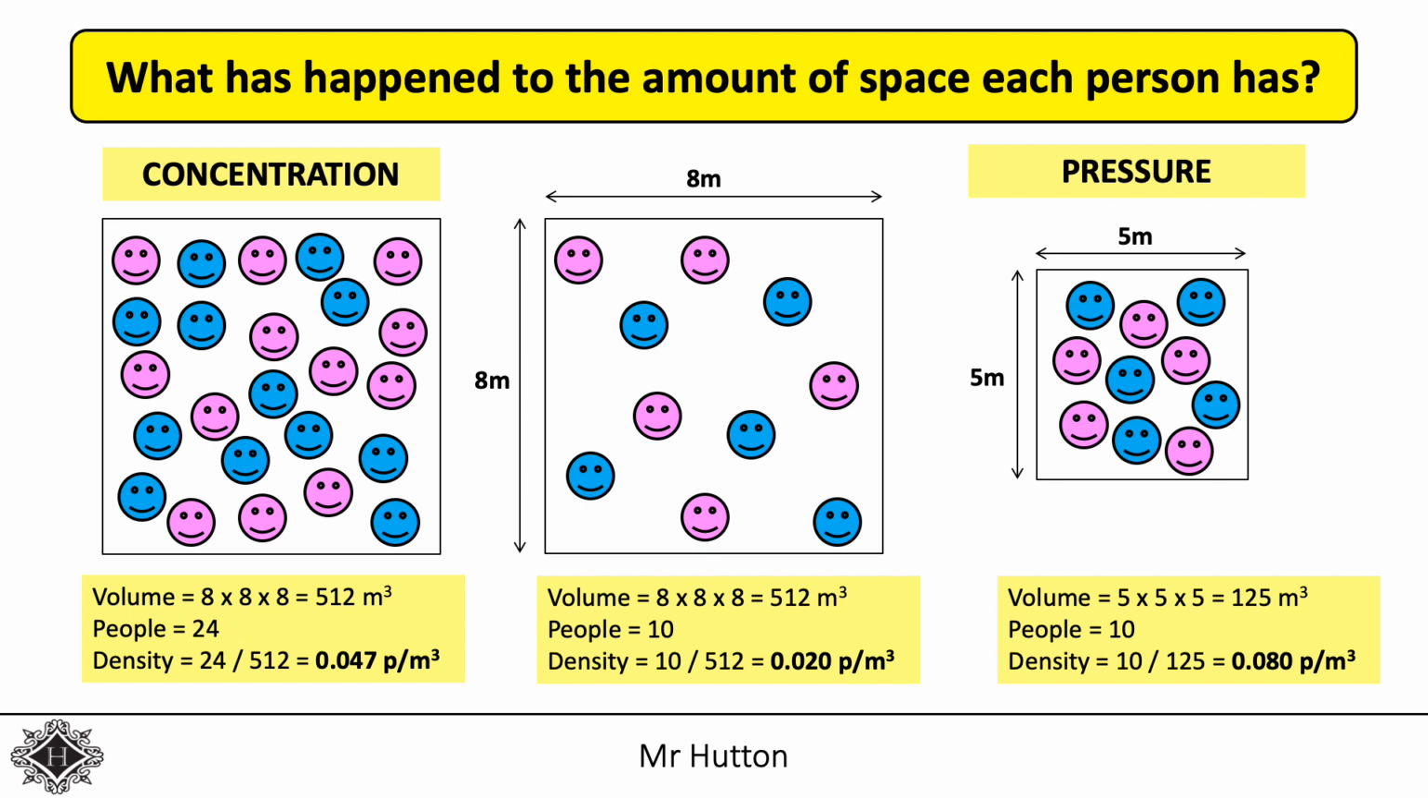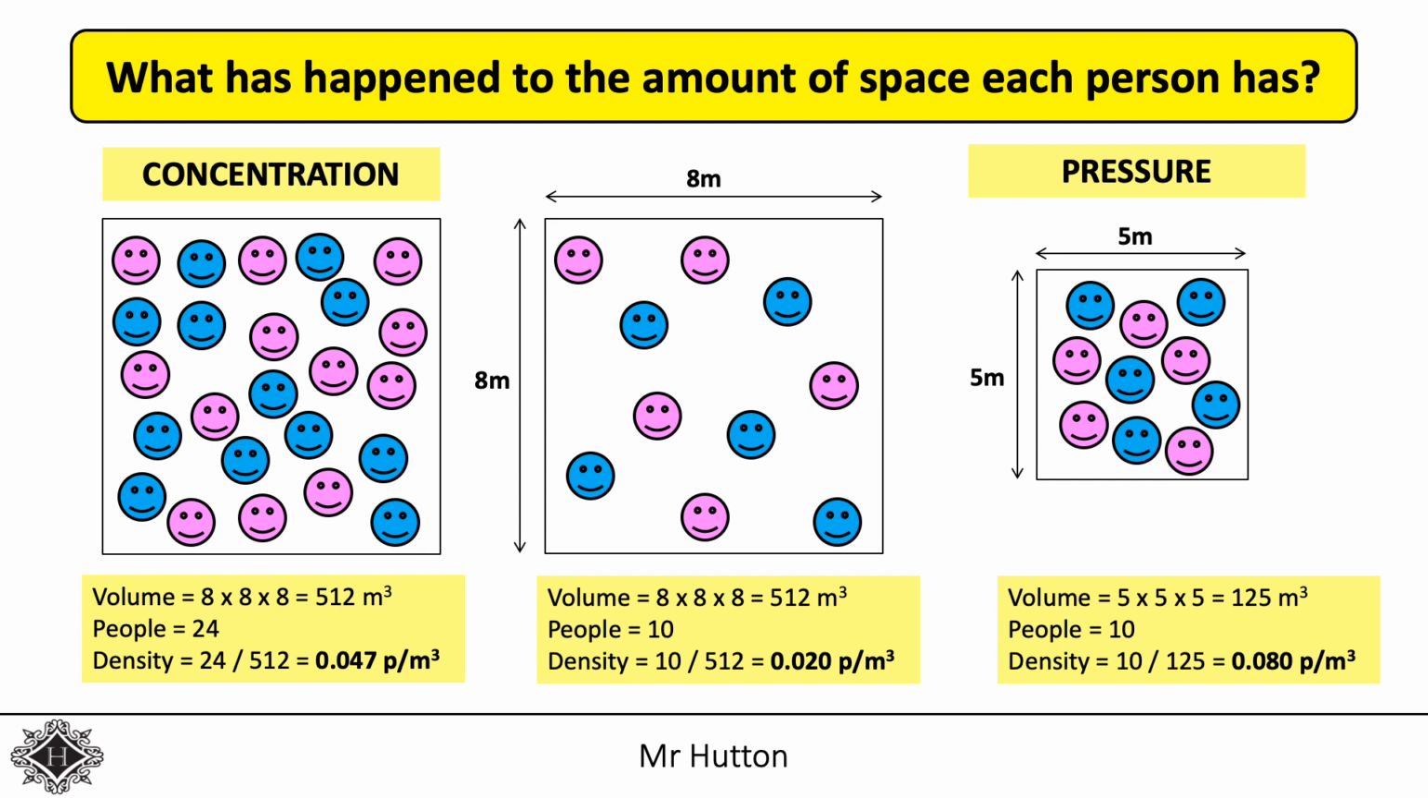Now then, if we go to the left where we've increased the concentration, we've put more particles or more people in there. So this time our density is 24 divided by 512. There's 0.04 particles per meter cubed. So the number of particles per meter cubed has doubled. We've doubled the number of particles per meter cubed. So there's many more particles in there. They haven't got as much room, and so they're going to be colliding more frequently.